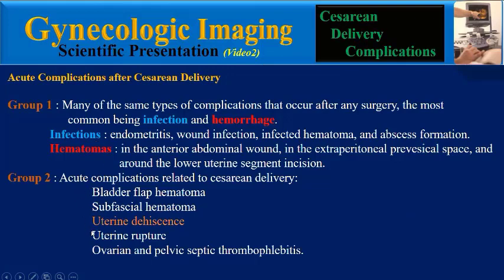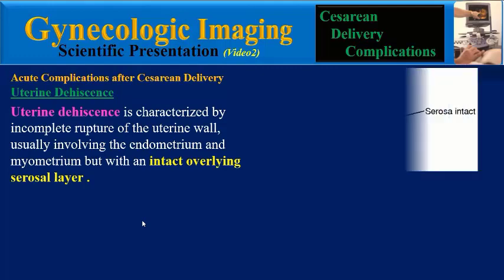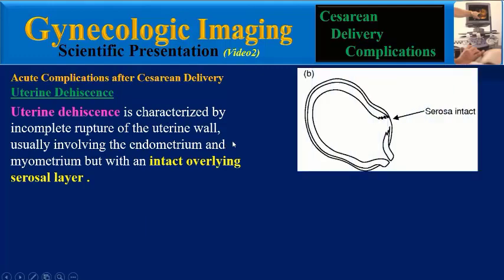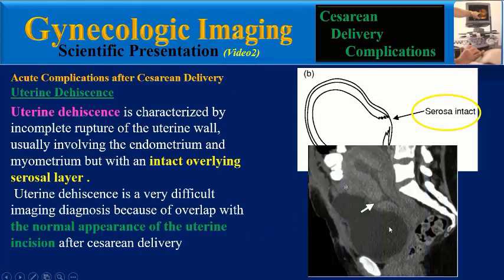Another complication is uterine dehiscence. Uterine dehiscence is characterized by incomplete rupture of the uterine wall, usually involving the endometrium and myometrium, but with an intact overlying serosal layer. Uterine dehiscence is a very difficult imaging diagnosis because of overlap with the normal appearance of the uterine incision after cesarean delivery.